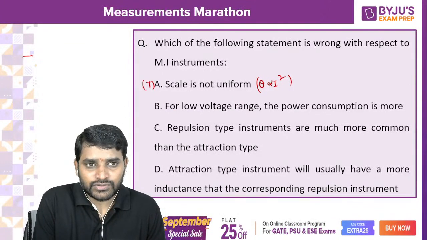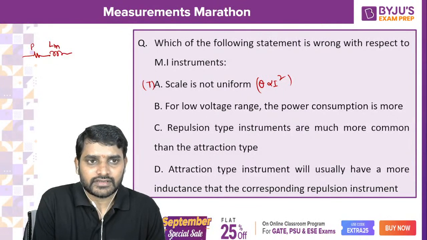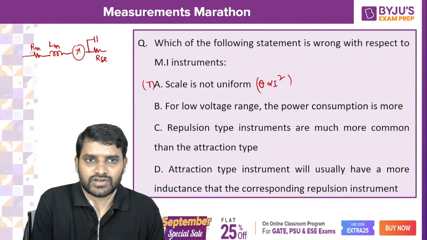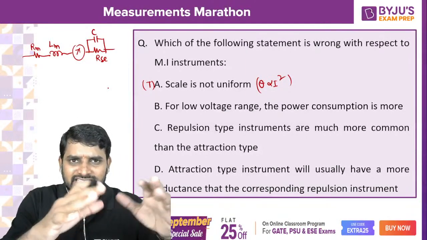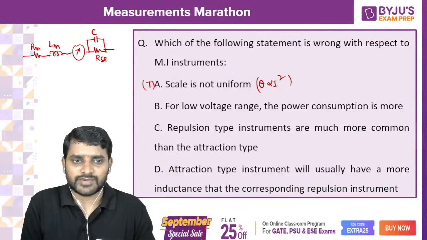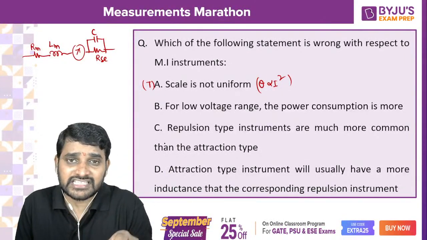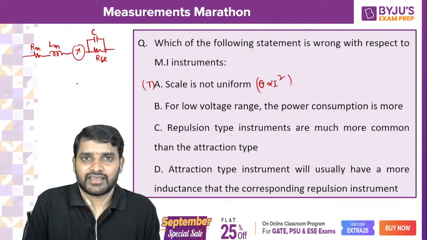Let me show you here. The MI instrument is going to be like this: RM, LM. And if you want me to show the series resistance and capacitor, I can show that here also. So I am going for some range of voltmeter. Now what he is saying is, for low voltage range, the power consumption is more.